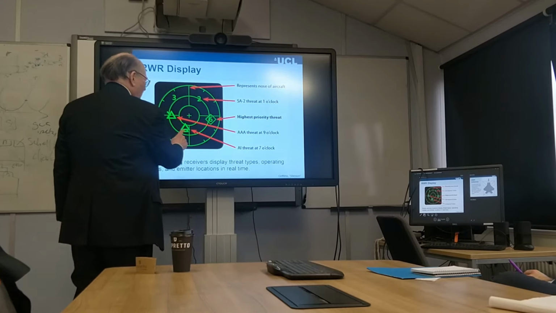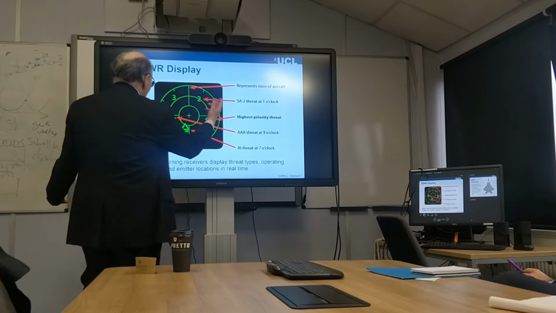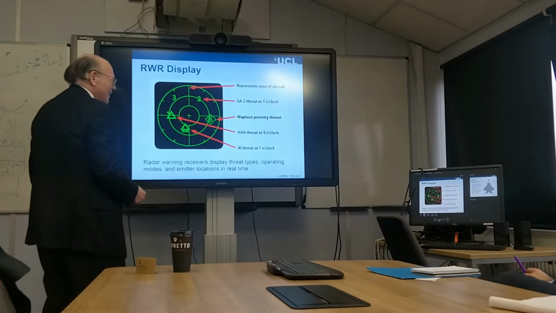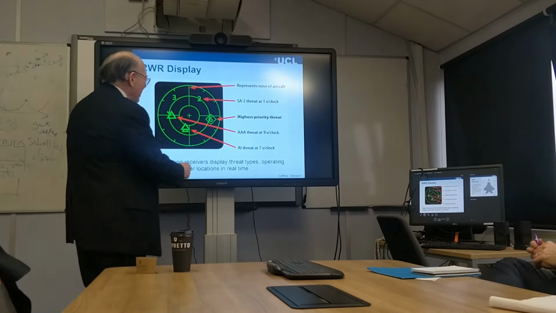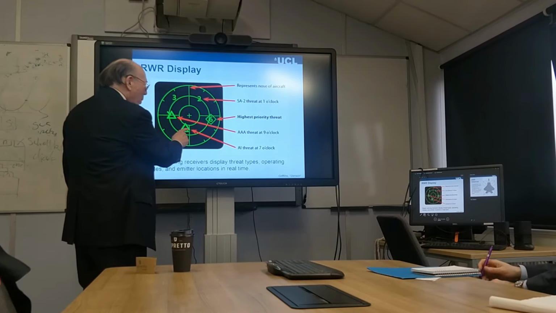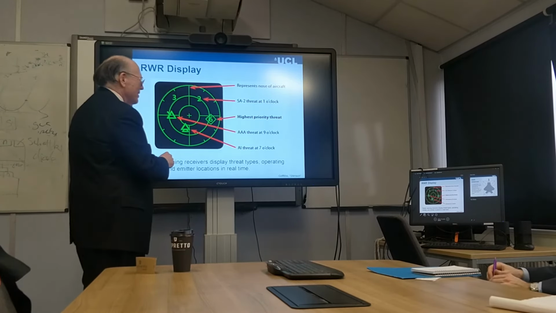Here's an airborne intercept radar at 7 o'clock. That one's pretty close. I would actually say that's probably the highest threat, but in this case, either way, it's not a good situation. Unless it's your wingman. Yeah, anytime you have an airborne interceptor close behind you, that's not a good situation.